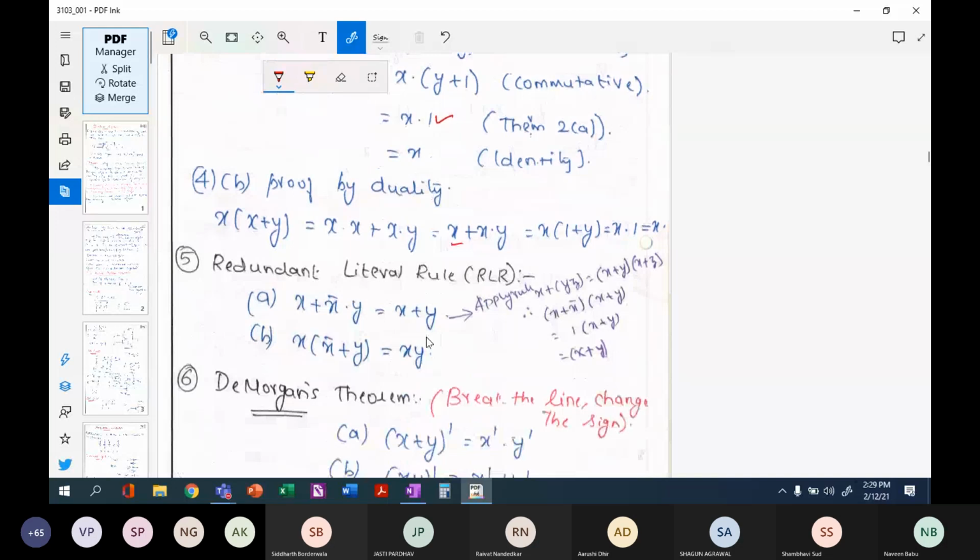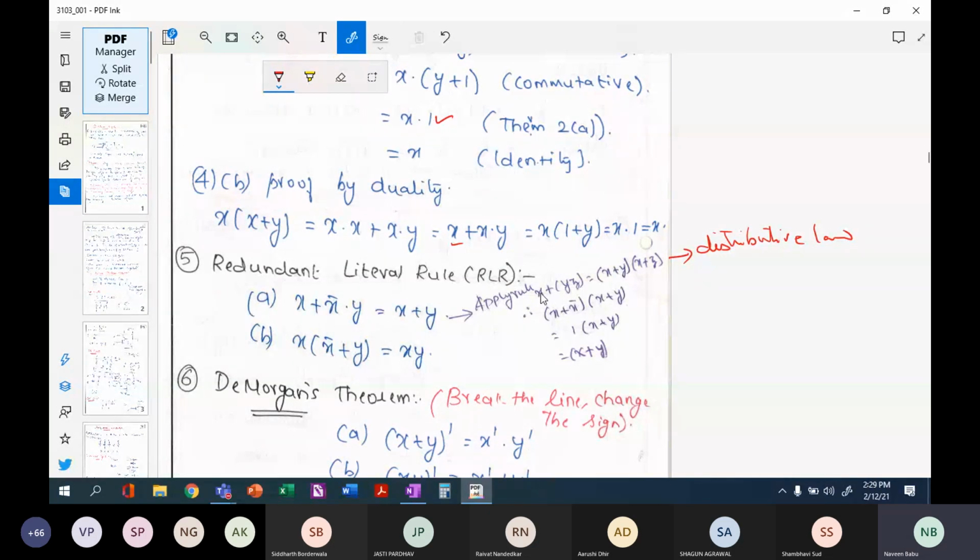Now the RLR rule, redundant literal rule. What it says is, x plus x bar dot y is x plus y. I'll give you a proof of this. You have just studied this rule, right? x plus yz equals x plus y into x plus z. I asked you to just remember this. This is nothing but a distributive law.